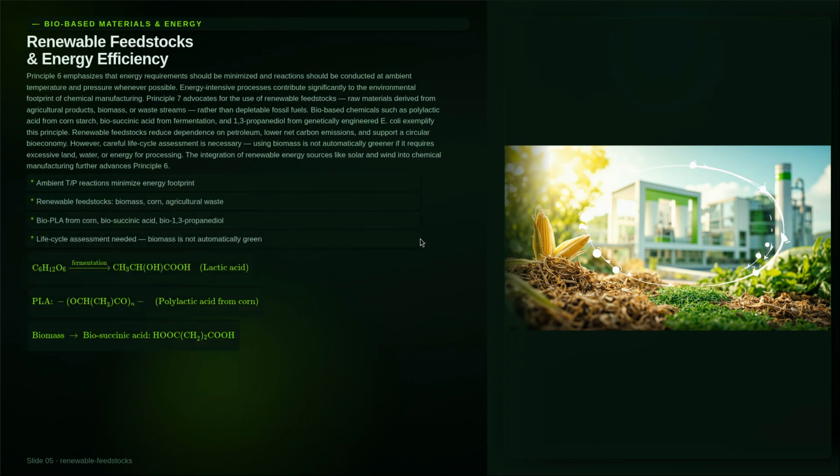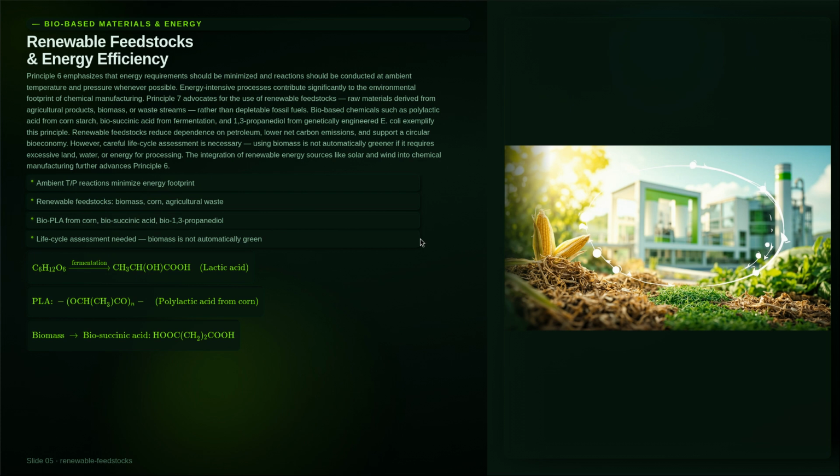Principle 6 emphasizes that energy requirements should be minimized and reactions should be conducted at ambient temperature and pressure whenever possible. Energy-intensive processes contribute significantly to the environmental footprint of chemical manufacturing. Principle 7 advocates for the use of renewable feedstocks, raw materials derived from agricultural products, biomass, or waste streams, rather than depletable fossil fuels.